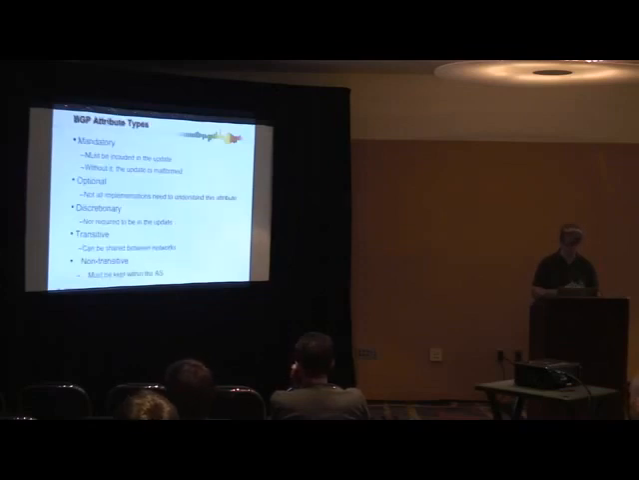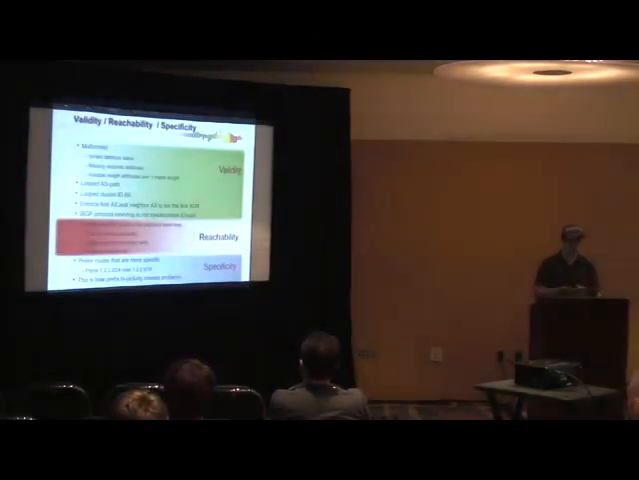So BGP attribute types: some are mandatory, which means it has to be in the update. If it's not in the update, it's not valid and you have to throw it away. Some are optional, which means not all implementations need to understand the attribute. Some are discretionary, which means it's not required to be in the update. Some are transitive, which means it can be shared between multiple networks. And some are non-transitive, which means they get lost at the eBGP boundary.